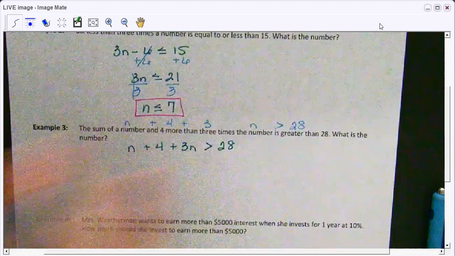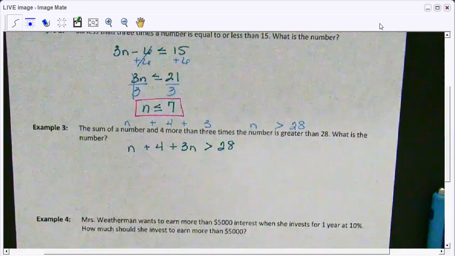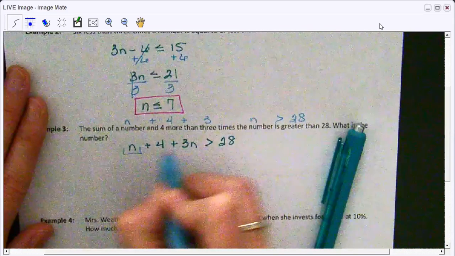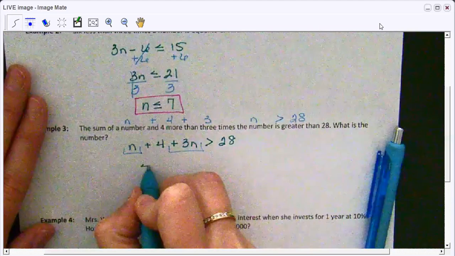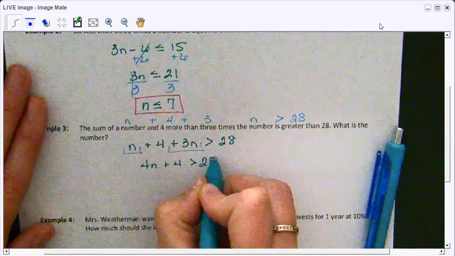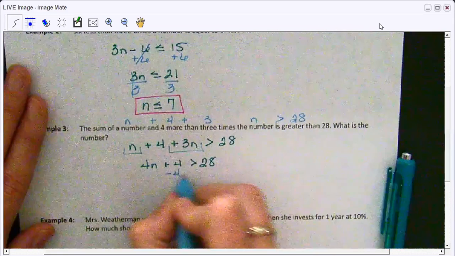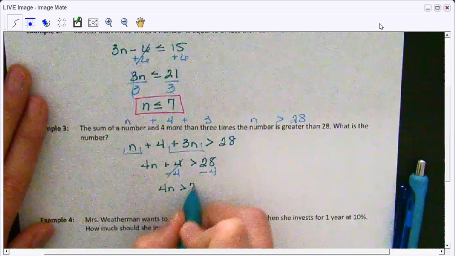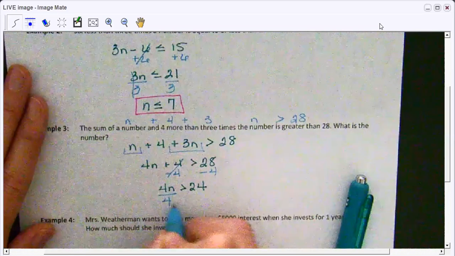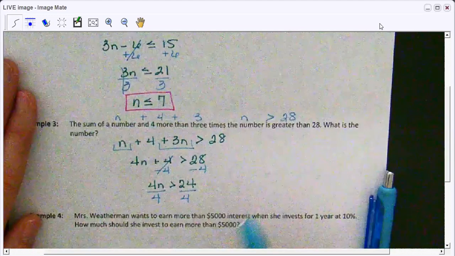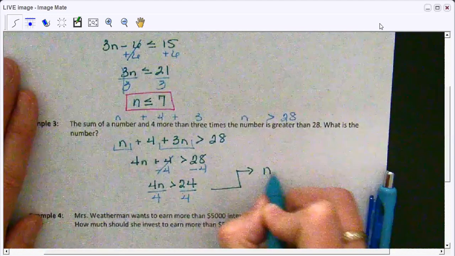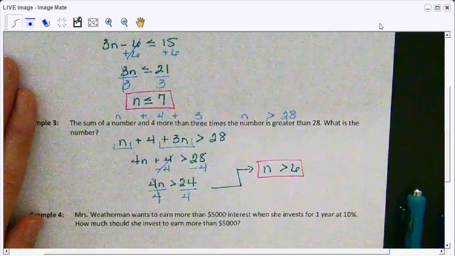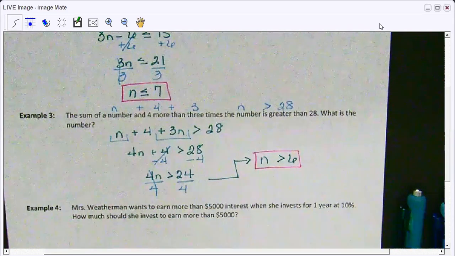And it doesn't matter where you place the numbers. It's commutative property of addition. So it could be n plus 3n plus 4 or 3n plus n plus 4. Okay. We're going to combine our like terms. We have 4n plus 4 is greater than 28. 4n is greater than 24. And we have n is greater than 6. Questions about that one? Went kind of fast.